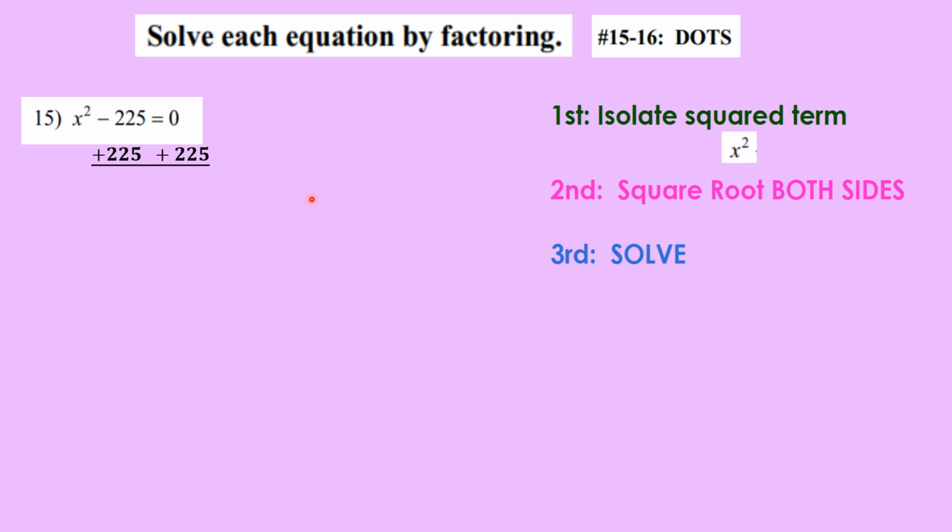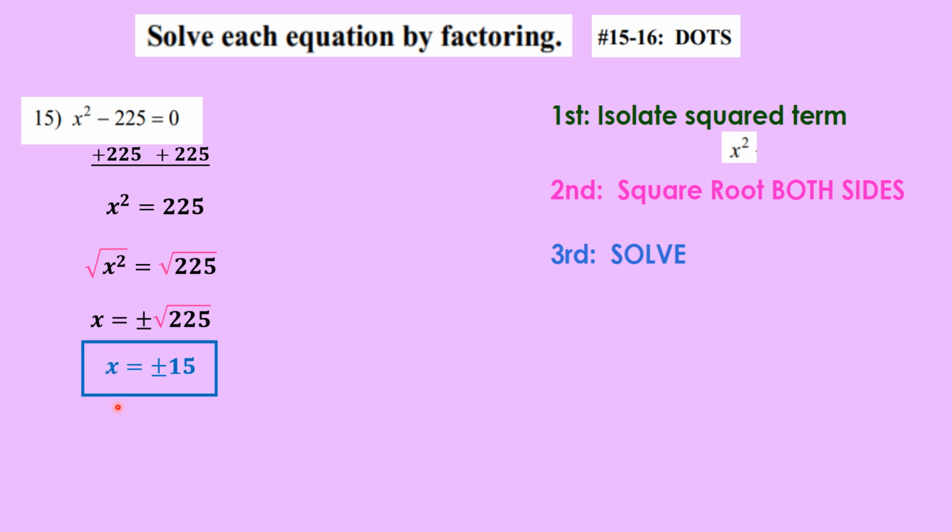All right. So after I added 225 to each side, I got x squared equaling 225. Now I'm going to take the square root of both sides. When you take the square root of x squared, you get x. When you take the square root of 225, you'll notice I got positive and negative, and when I simplify it, I'll get 15. So our two solutions are x equals 15 and x equals negative 15.